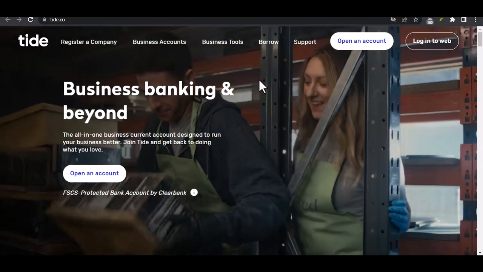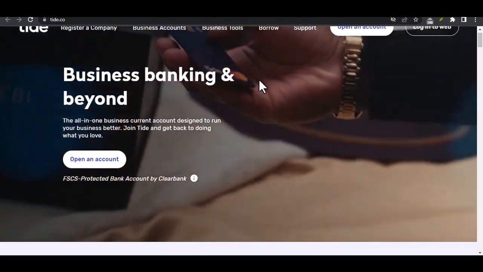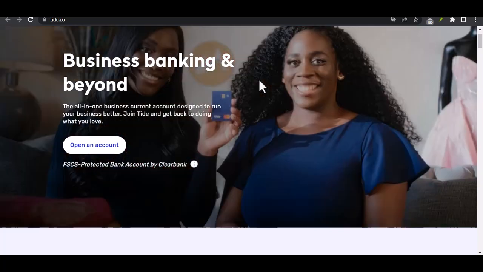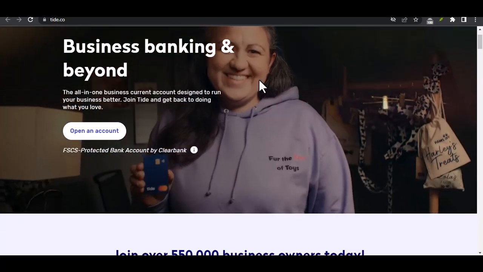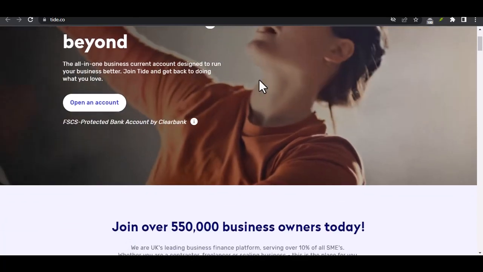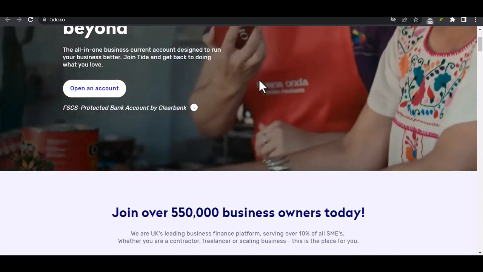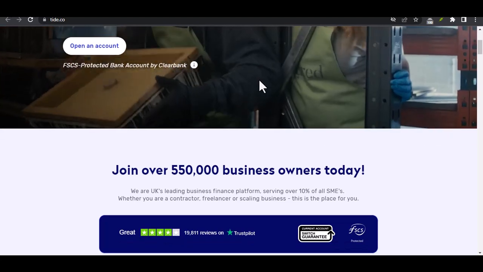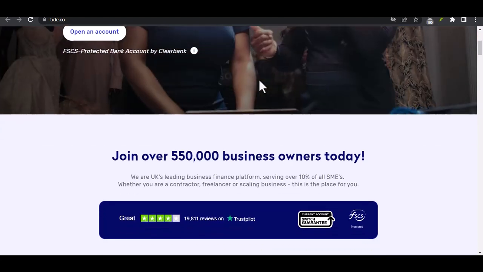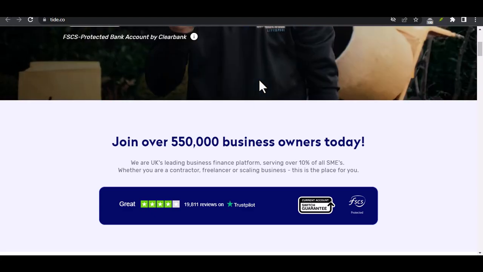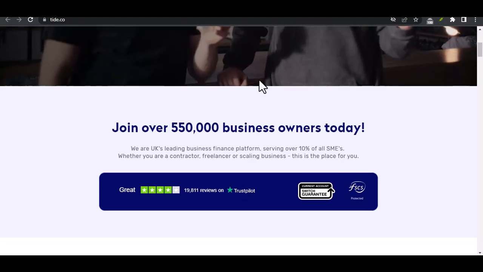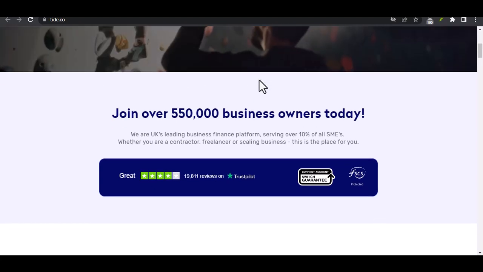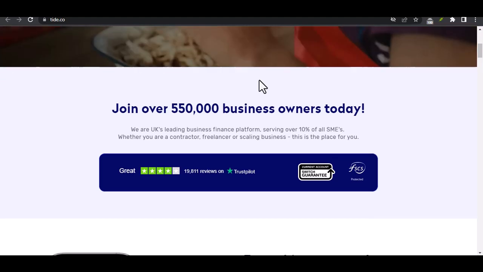What's the interest rate for Tide business accounts? Have you ever wondered why some businesses seem to grow faster than others? Is it just good luck, or is there something more to it? One key factor that can significantly impact a business's growth is access to affordable financing. Today, we're going to dive deep into a popular business banking option, Tide, and answer the burning question: what is the interest rate for Tide business accounts?